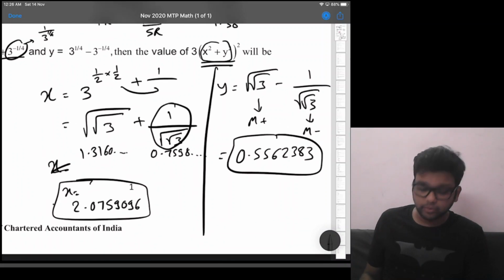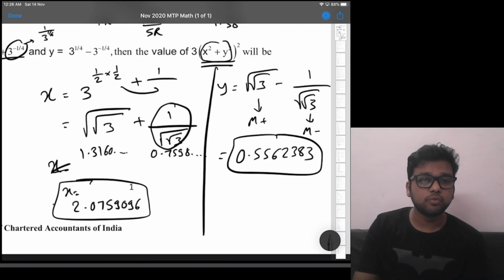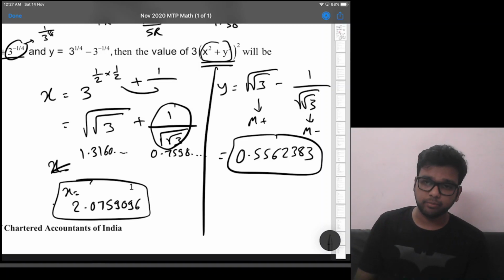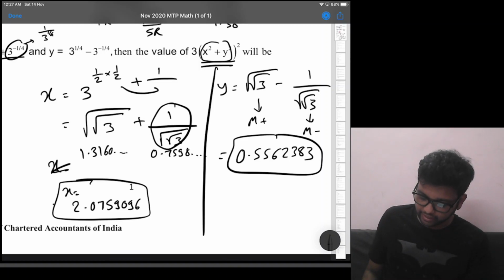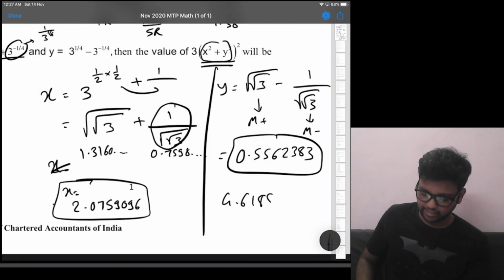Now it is easy to calculate because see what they're asking. x square plus y square. So let's do it. x is 2.0759096. Square means into and equal to, M plus, add it in memory. Then y square, 0.5562383 square, into equal to, again add it in memory. Press MRC to take the total. That means this bracket should be 4.6188 something.